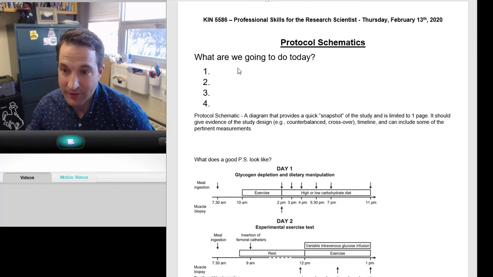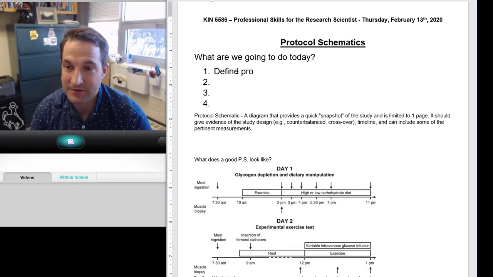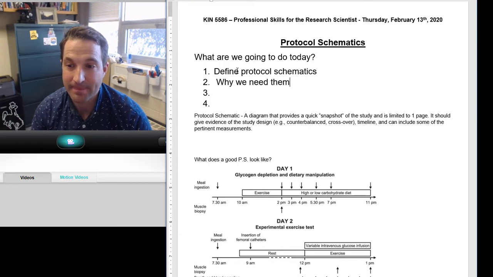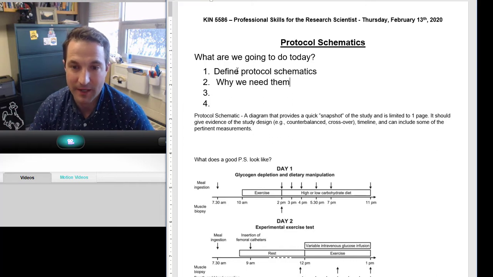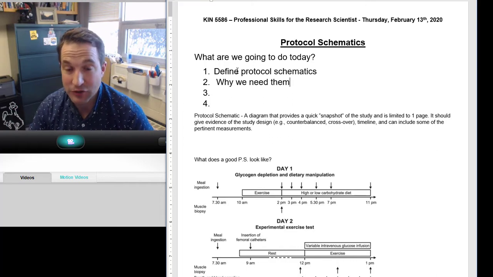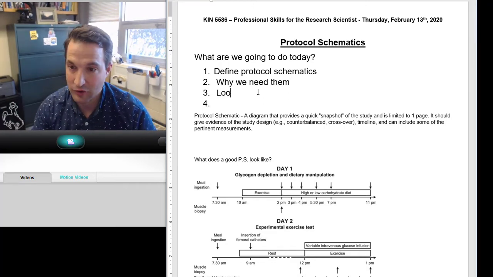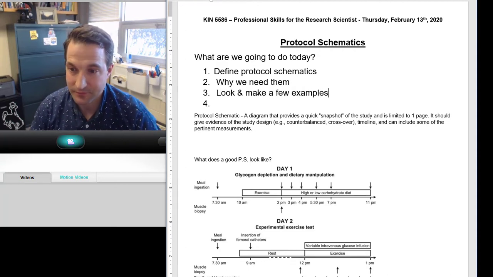So, what are we going to do today? First, define protocol schematics. Then, we're going to talk about why we need them. So, what are the different examples? What are the different kind of venues that you would see a protocol schematic used? How do they differ when you change those different venues? Then we're going to look and make a few examples of protocol schematics.